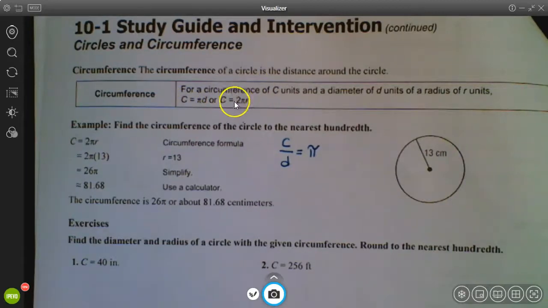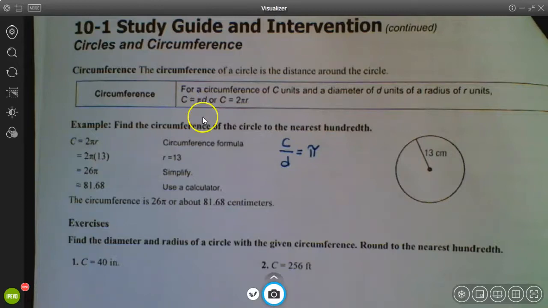There is a little variation to that formula. Remember, we know that the diameter is twice the radius. So the other way that you can write this is, instead of d, you can put 2r, twice the radius. Same formula, just written in terms of the radius rather than in terms of its diameter. Okay, but otherwise it's the same formula.